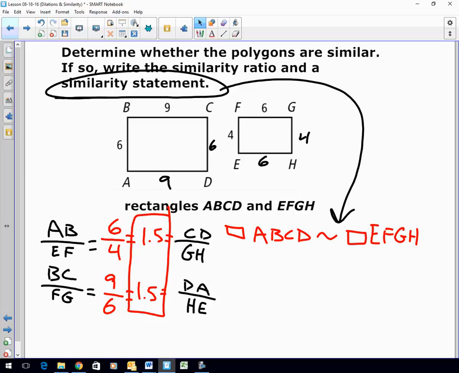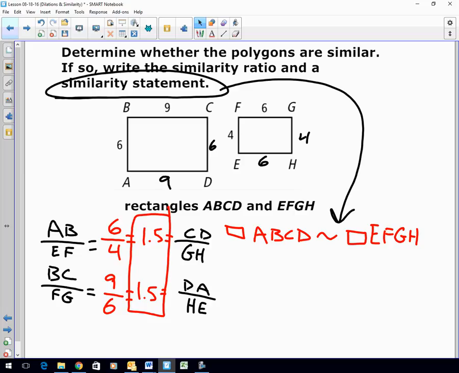Okay, corresponding angles are congruent. All that means is angle A and angle E are congruent. Angle B and angle F are congruent. Angle C and angle G are congruent. Angle D and angle H are congruent.